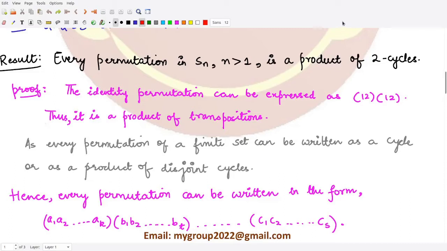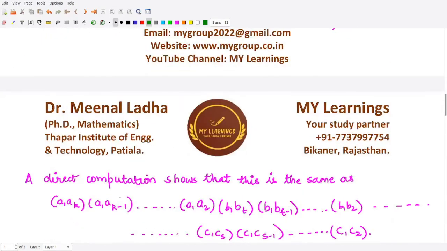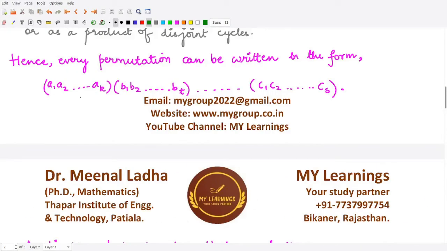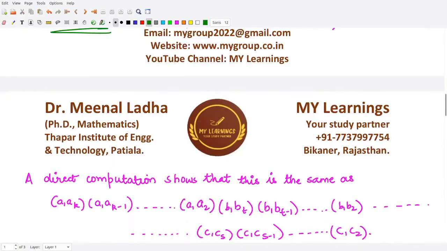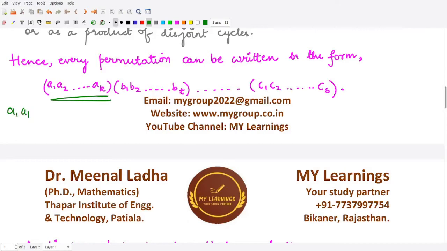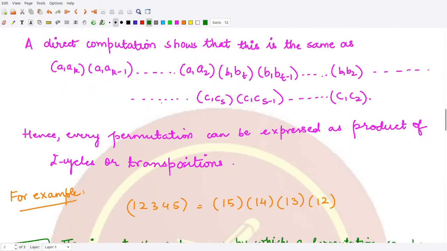In the previous video we studied this result, which states that every permutation in a permutation group can be written as a product of two-cycles, that is, transpositions. And what is the way to do so? If we have a cycle of the kind (a1 a2 ... ak), we can write it like this: (a1 ak), then the next would be (a1 a(k-1)), and we keep on doing like this until we reach the last one, (a1 a2). So this is the way. Let's move on to the example.